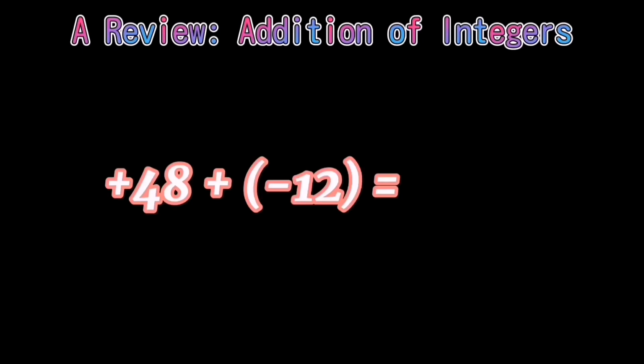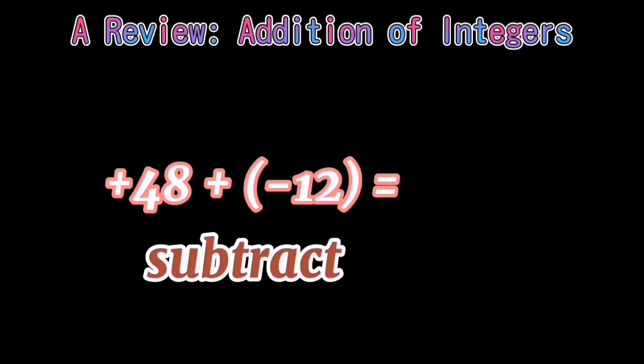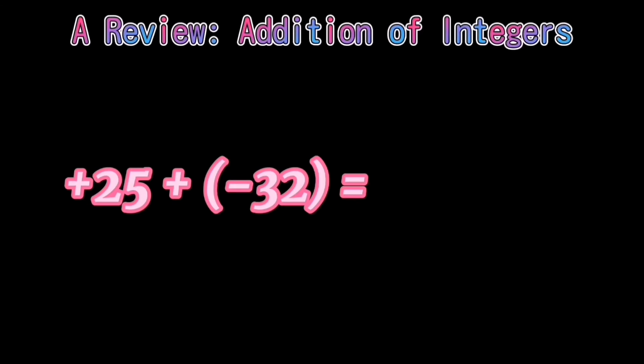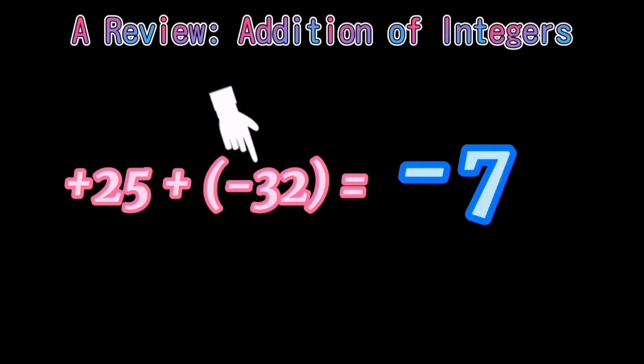Now for different signs, say we have positive 48 plus negative 12. Since they are of different signs, we subtract their absolute values and that is equal to 36. And since positive 48 has the higher absolute value, the sign of their sum is positive, so we will have positive 36. Lastly, say we have positive 25 plus negative 32. Again, we subtract their absolute values since they are of different signs, and that is equal to 7. And for the sign, we will have negative since negative 32 has the higher absolute value.